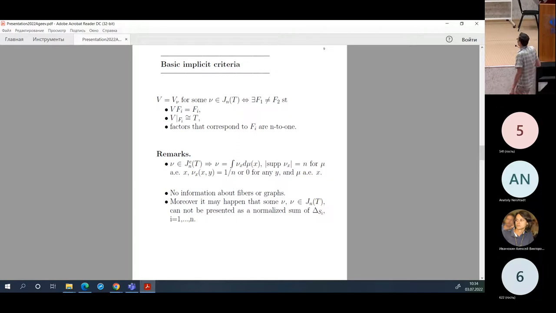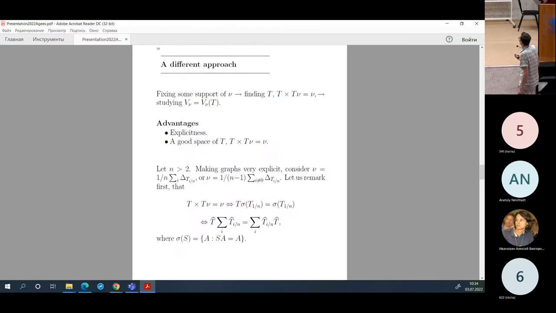And the second one: even in the case J sub n, Si is not necessarily a measure preserving map. So I'm sitting on graphs, of course, but not necessarily measure preserving maps. So it's just a different approach. We take the support of measures sitting on n graphs, and we are interested in measures sitting on this collection of graphs.